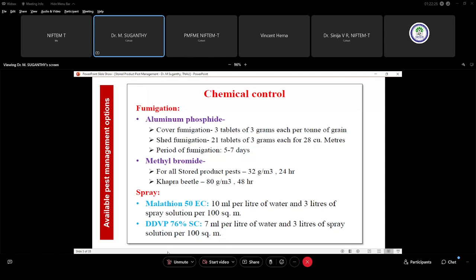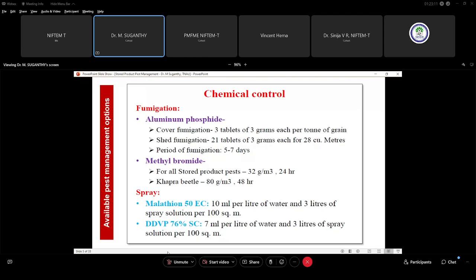When we are using aluminium phosphide for cover fumigation, we have to use 3 tablets of 3 grams each per ton of grain. If you are going for shed fumigation, we have to use 21 tablets of 3 grams each for 28 cubic meters. The period of fumigation varies between 5 to 7 days. Whereas when we use methyl bromide for fumigation, for all the storage bins, we need 32 grams per cubic meter and it has to be fumigated for 24 hours. For the serious pest Khapra beetle, we need 80 grams per cubic meter and it has to be fumigated for 48 hours.